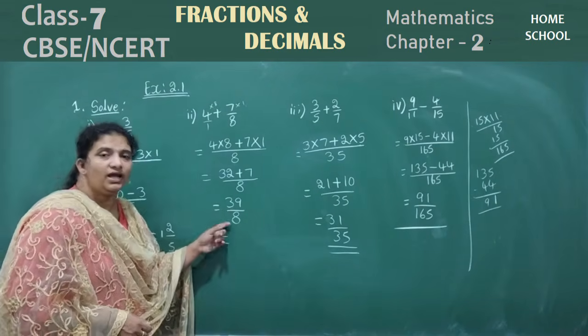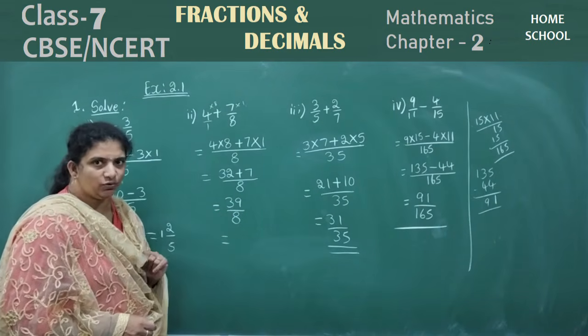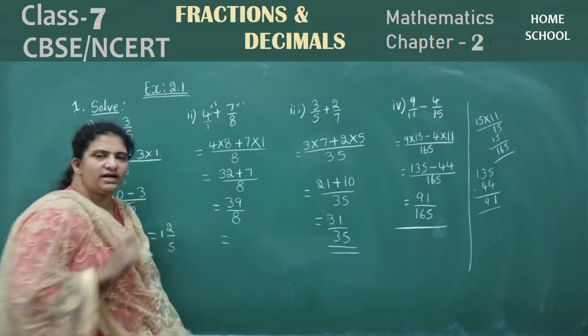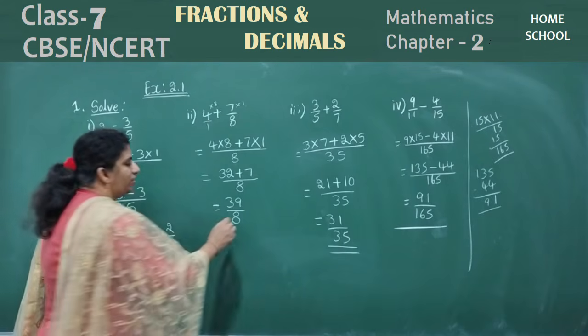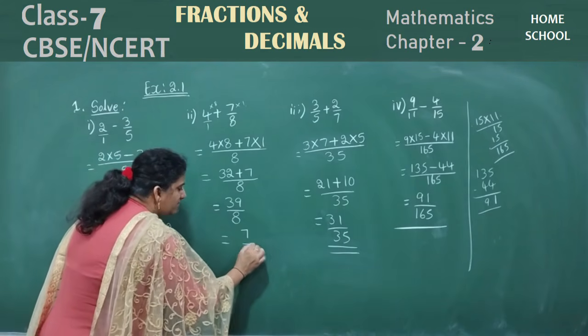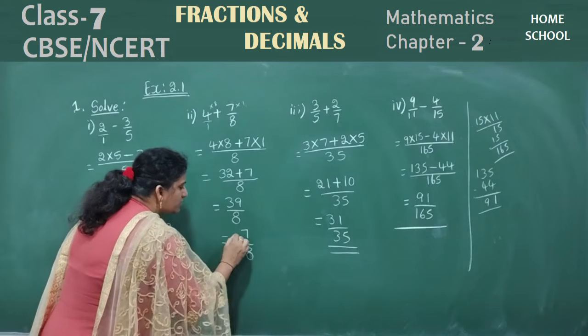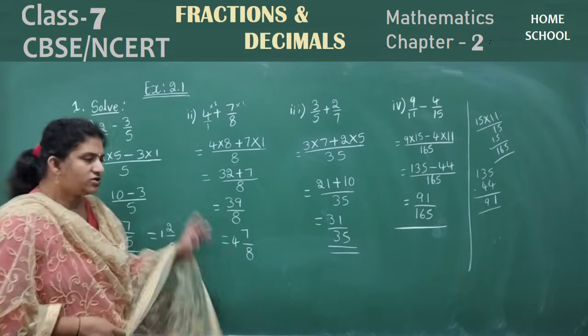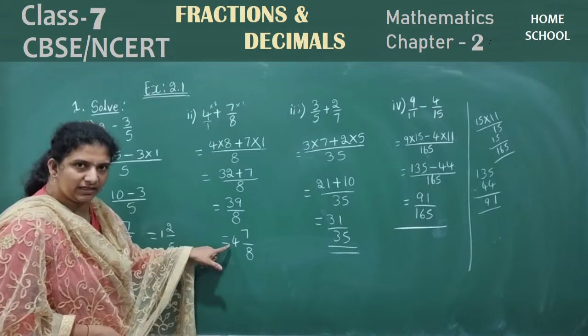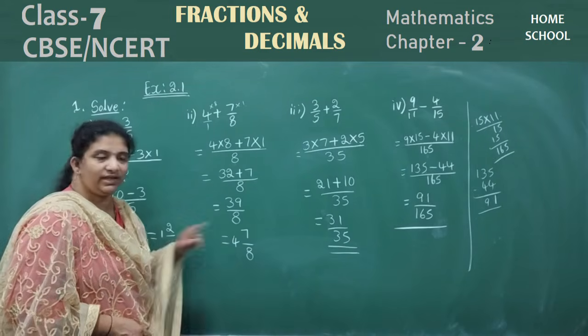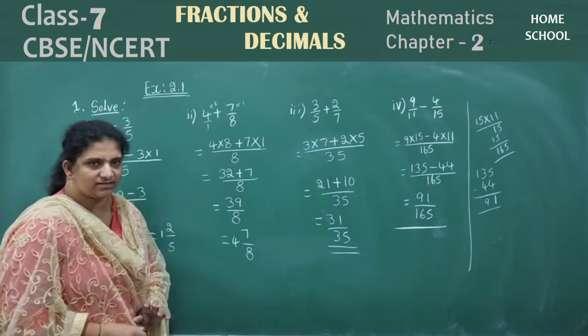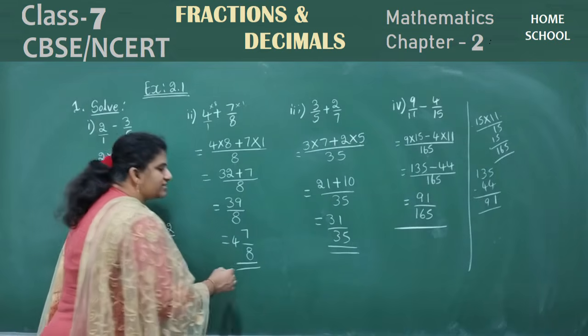What is that? 8 4s are 32, right? So 39 minus 32, how much? 7. So this will be 7 by 8. So this will be 4. So look here, 8 4s are 32. 32 plus 7 will be 39 by 8 is your answer. You can end your answer here.